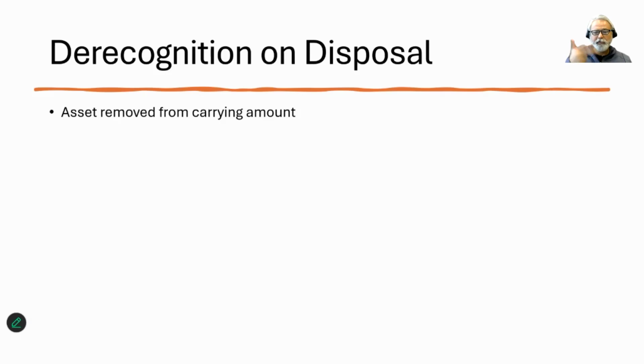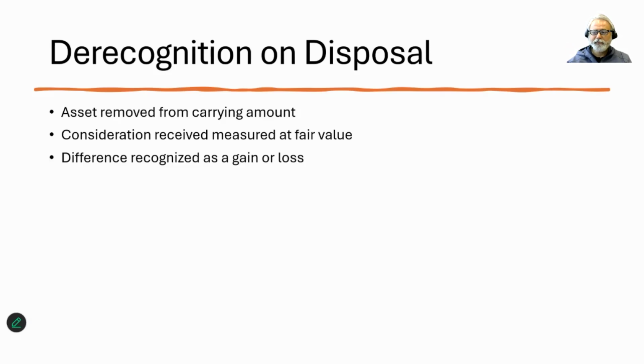All right. So we don't just net out the two numbers. We don't just credit the net book value, the carrying amount. We want to remove both the asset at cost and the accumulated depreciation. The consideration received is measured at fair value, and any difference is recognized as a gain or loss.